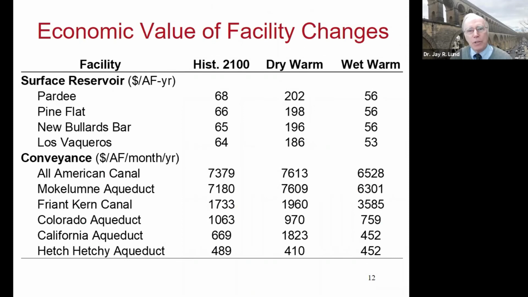This slide gives you some ideas of some of the economic results that come out of this model that you don't get with normal simulation models. This is the economic value of expanding different surface water reservoir capacities and different canal and aqueduct capacities for different hydrologies. And you can see the numbers vary quite a bit with climate, and they vary quite a bit by location.